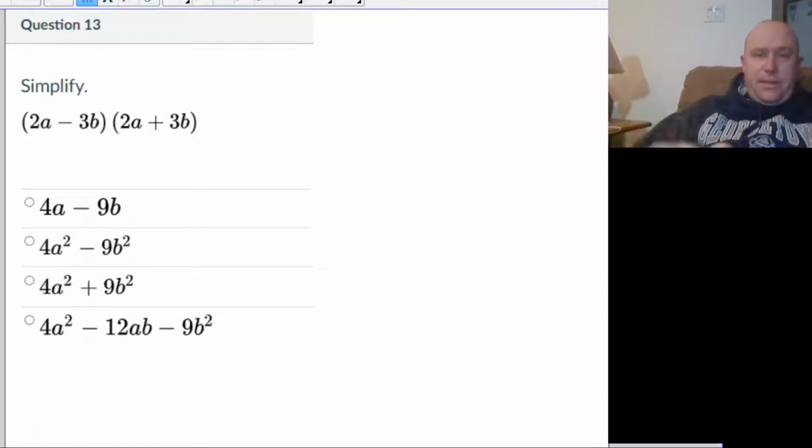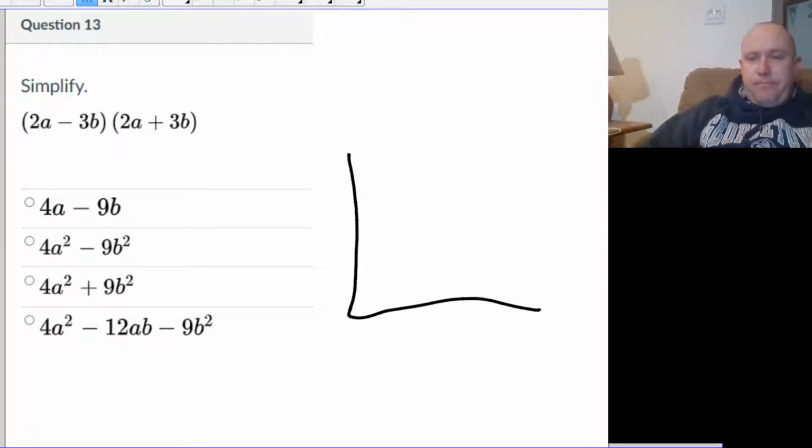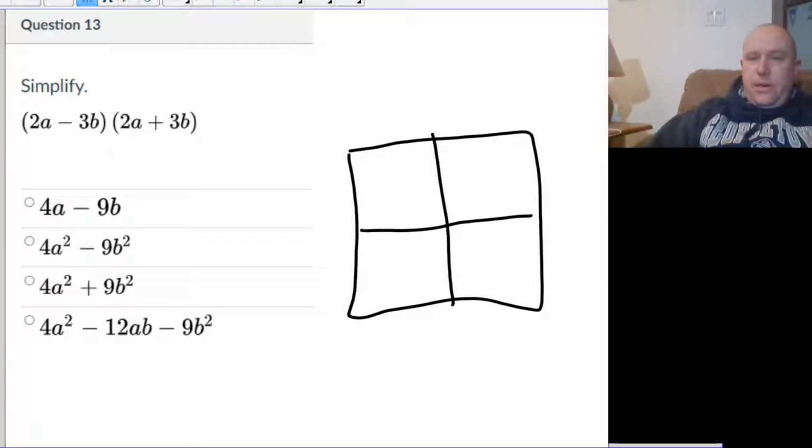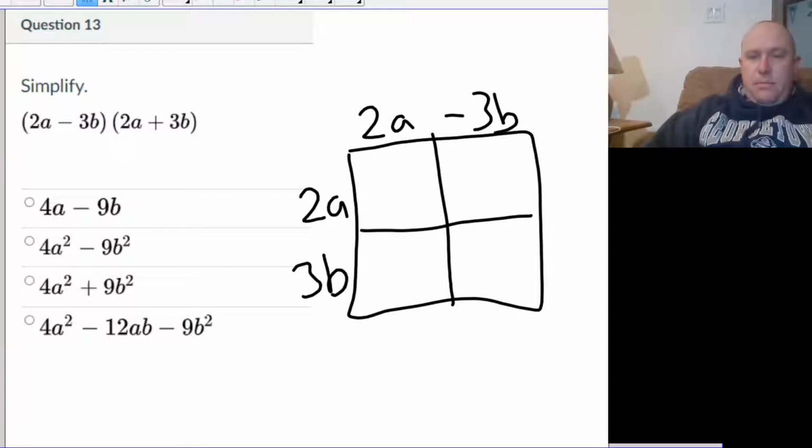Question 13, same thing. I can see I'm multiplying, so I'm going to go ahead and draw my grid. 2a minus 3b, 2a plus 3b. So 2 times 2, numbers first, is 4, and a times by itself would be a squared. 2 times -3 is -6, and a times b, we just put them in alphabetical order.